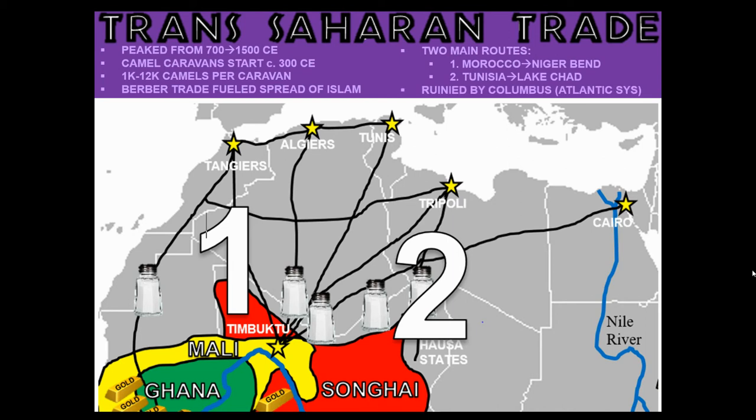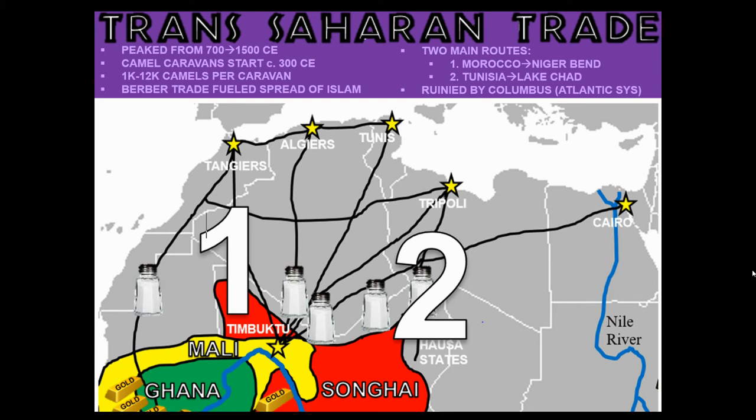And pretty much this entire trade system is going to be ruined by Columbus, because the Atlantic system, as you guys know, is going to raid very heavily in the empires of Ghana, Mali, Timbuktu, and Songhai. West Africa is where very many slaves are going to be deported and kidnapped from. But the whole system is ruined by Columbus because that international sea trade really takes over and replaces the trade by desert and by the Saharan trade route.